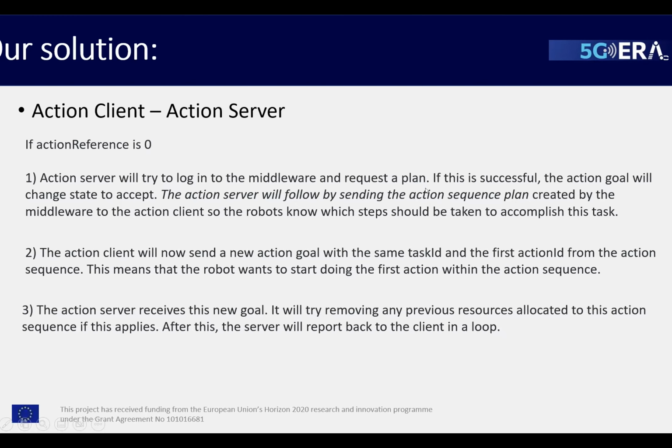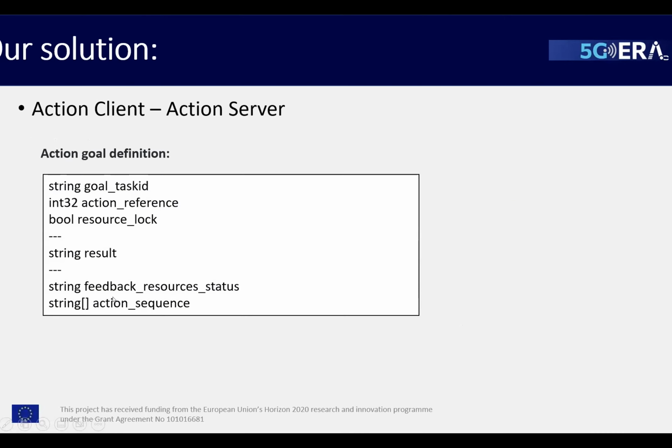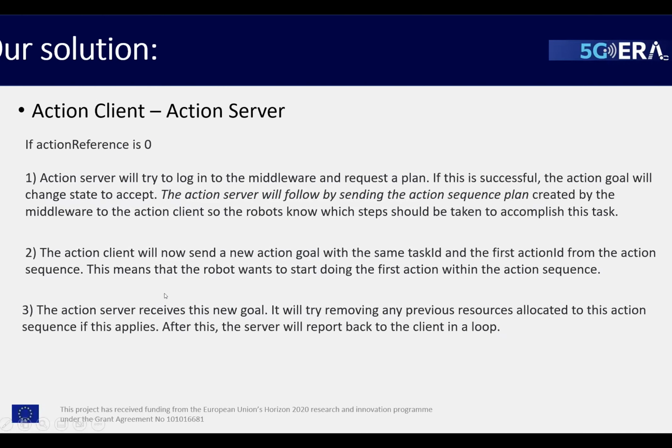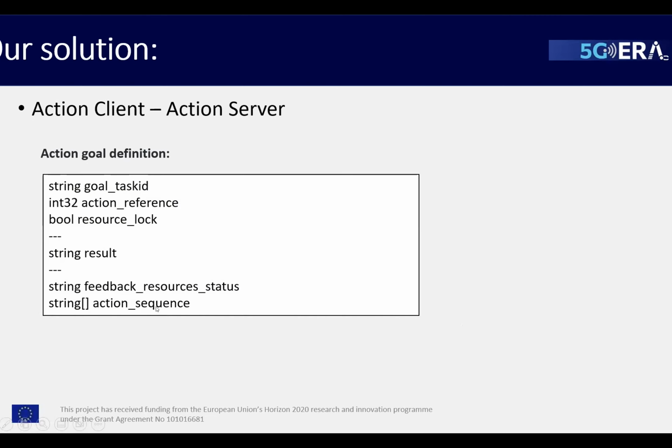If the plan is actually possible, then the action server will return to the action client saying, yes, this action goal has been accepted. You may now continue. So now the action client says, okay, I have received my action sequence, so I know the actions that I need to take step by step to complete my task. So the action client will say, okay, I want the first action from my action sequence to be deployed.